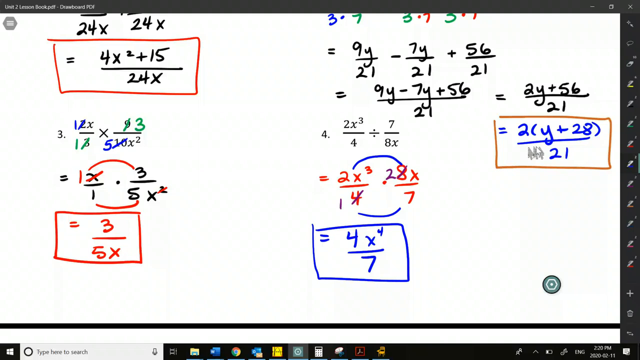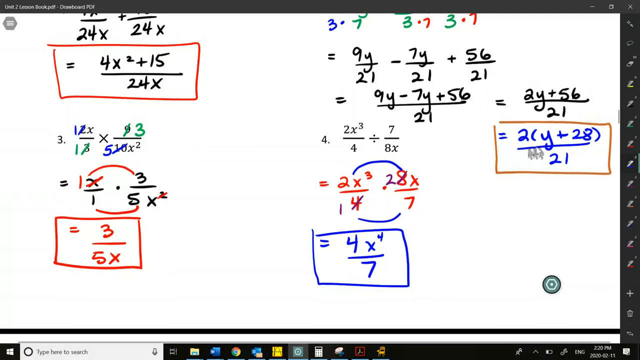Any questions on any of those steps so far? We're okay? Can I scroll? Declan, are you okay? Is it 4x to the 4? 4x to the 4, yeah.